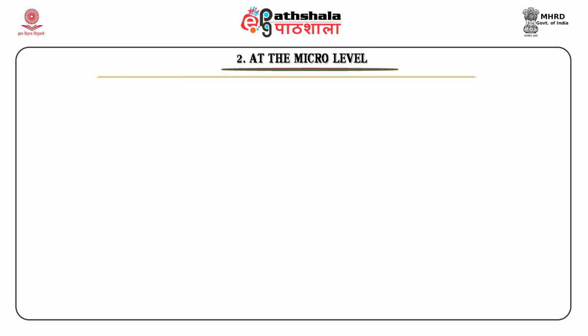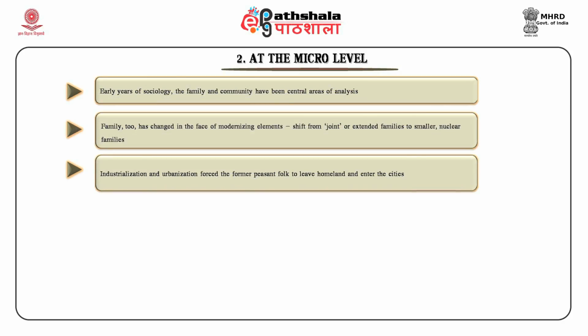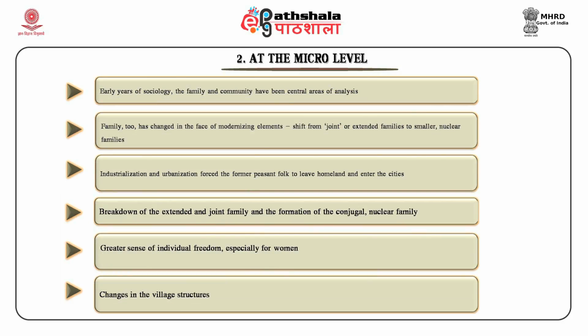Changes in the micro level. Right from the early years of sociology, the family and community have been the central areas of analysis within the discipline. The family is a primary unit around which society is structured, and within the Indian society, the importance of family cannot be overemphasized. Just as other structures have undergone change, so too has the family in the face of modernizing elements. In the traditional society, the family carried out economic, religious, educational, and protective functions. In the modern society, Hutter argues, its importance seems to have been waning as most of these functions have been taken over as a result of increased involvement of government, economic enterprise, and education.